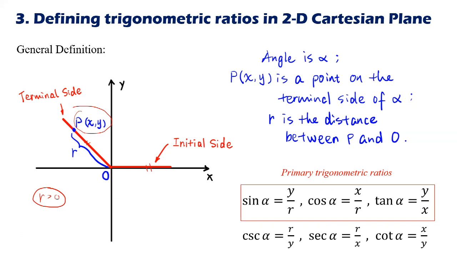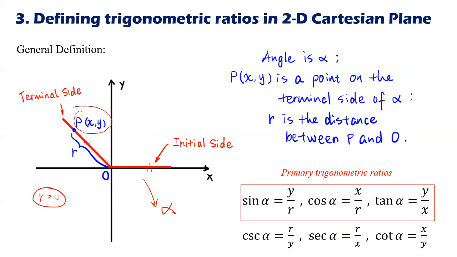Then the definition of trigonometric ratios is as follows. Suppose we denote the angle as alpha. Then sine alpha is y over r, which is the y coordinate over the distance r. Cosine alpha is x over r, the x coordinate of the point P over the distance r. Tangent alpha is defined as y over x. These are the primary trigonometric ratios. For the secondary trigonometric ratios, you can find them using the reciprocals of the primary ones. Understand? Cosecant alpha is r over y. Secant alpha is r over x, and cotangent alpha is x over y. Understand?